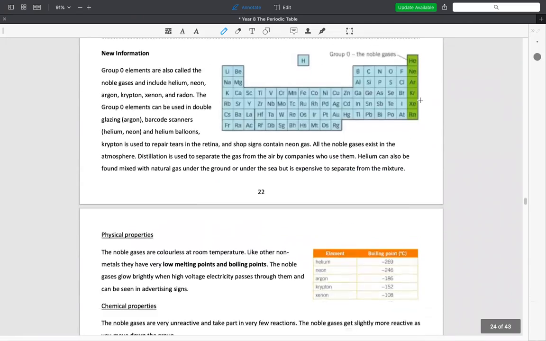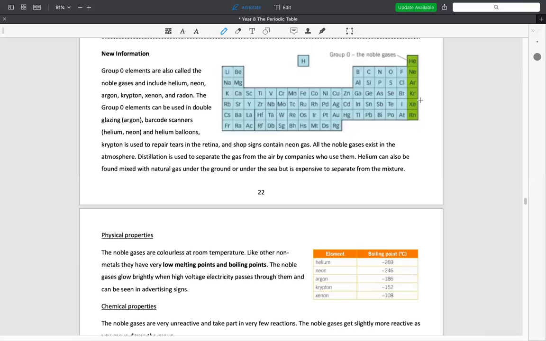So the first thing to remember is that group 0 elements are also known as noble gases. So just like our group 7 elements were known as halogens, group 0 elements are our noble gases. And they have lots of different functions in our day-to-day life and uses, which we did look at in lesson, but I'll just go over them one more time.